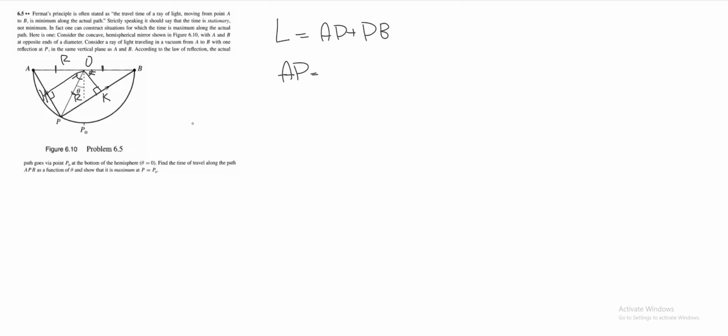So to find the length of AP, we should know the angle HOP. The angle AOP is equal to 90 degrees minus theta. Therefore, the angle HOP is equal to (90 degrees minus theta) divided by 2, right? And then we can find AP as 2r sine of (90 degrees minus theta) divided by 2.